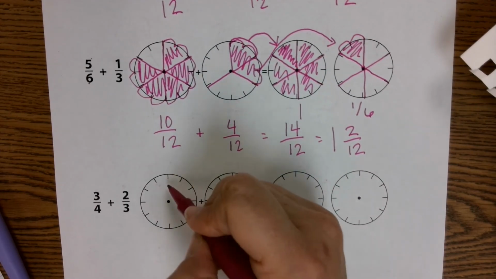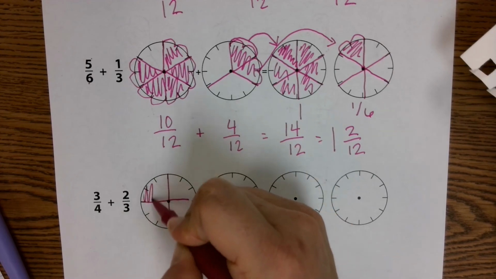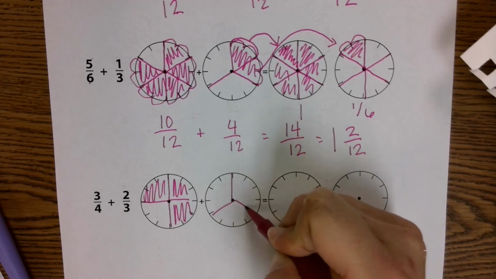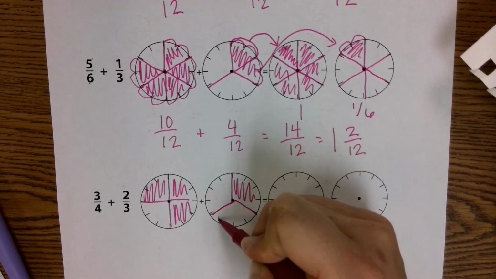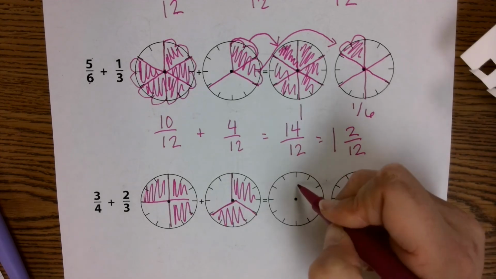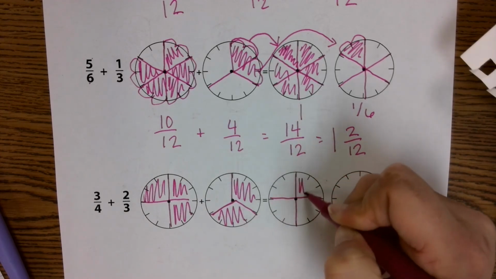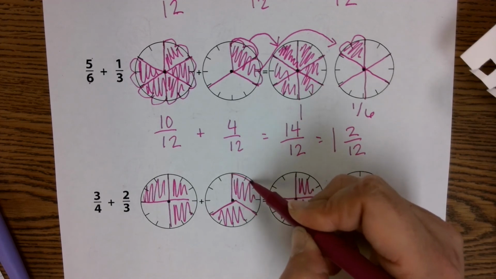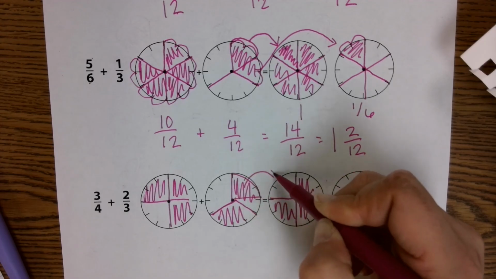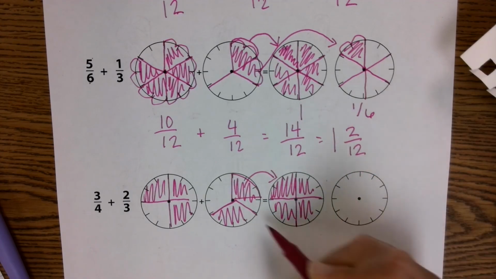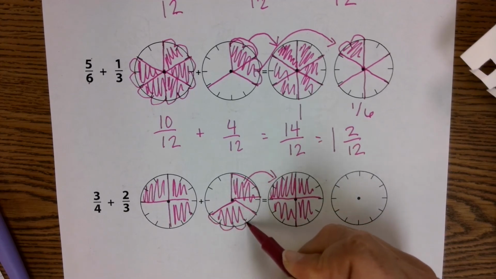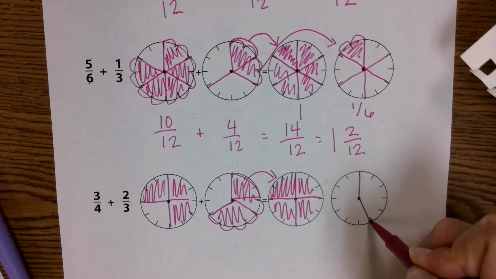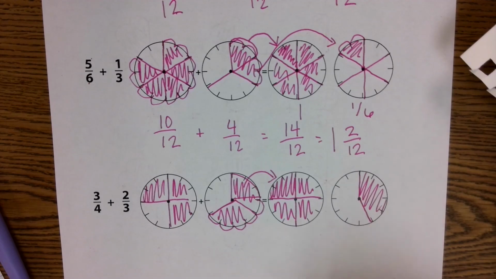With the next one, we have 3/4, so I can go ahead and make my fourths. 1/4, 2/4, 3/4, plus 2/3. So then I'll make my thirds. 1/3, 2/3. So then I could go ahead and combine those together. My 3/4. And then with my thirds, I can see I can take 3 out of this section. So that amount's going to go right here. And then this 1, 2, 3, 4, 5. So then 5/12 is going to go right here, the leftover.